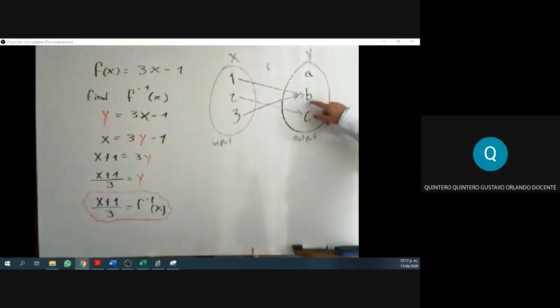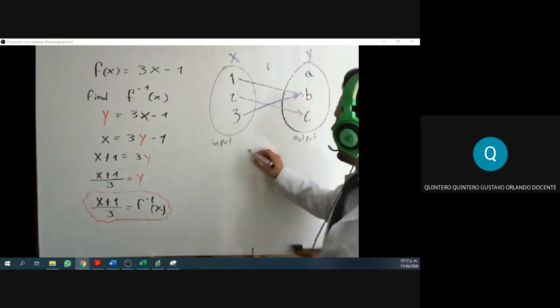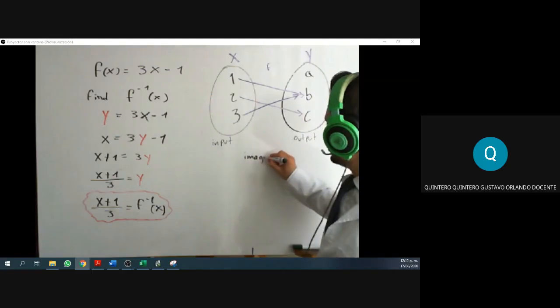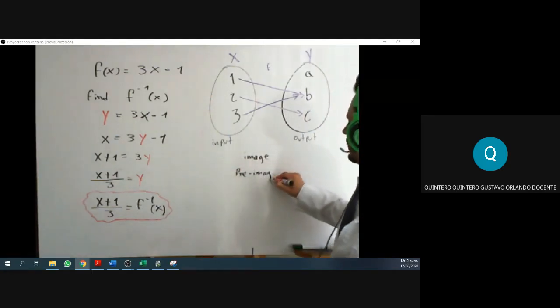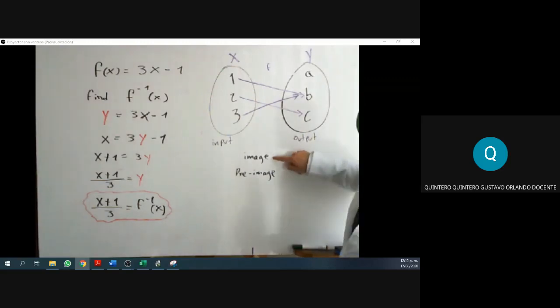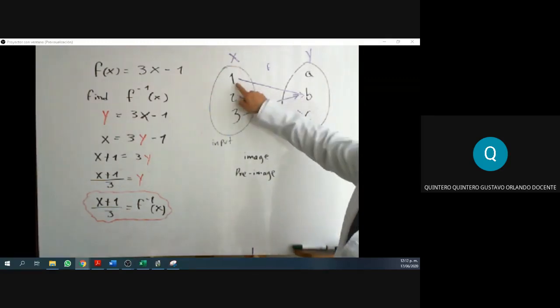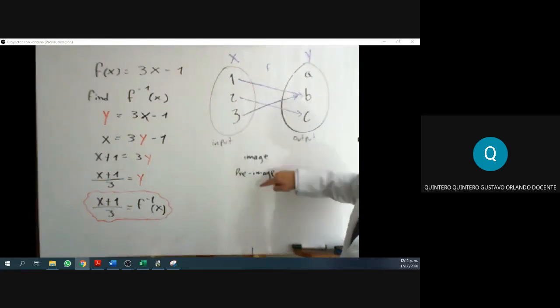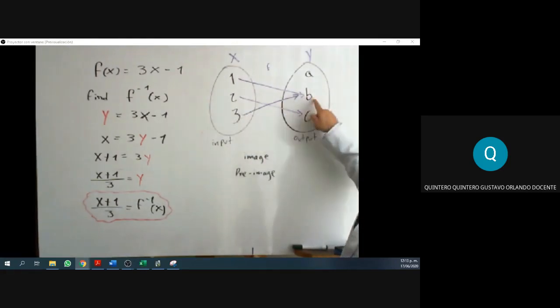In this case, the B has 2 pre-images. I'm going to write those names in here. Image and pre-image. All right, so an image is the letter that goes after the line, right? So the image of 1 is B. The image of 2 is C. The image of 3 is B, right?